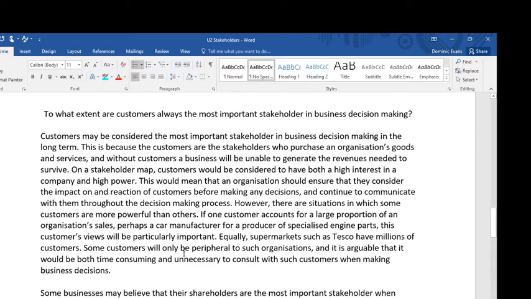So I've given 2 contrasting business scenarios here, which answers the bit of the question about are customers always the most important? Well, some customers are more powerful than others, and so those powerful customers are going to be more important. You'll notice the way that I've used the word powerful. I'm referring back to this concept of stakeholder mapping.